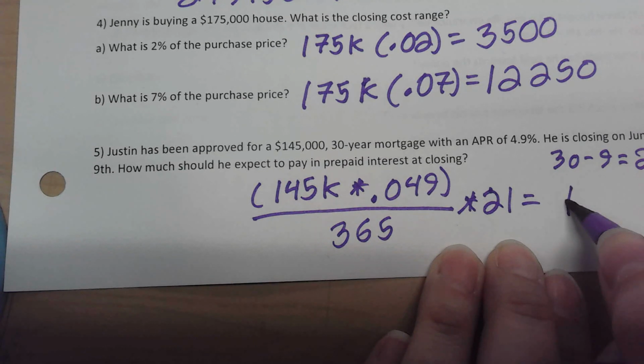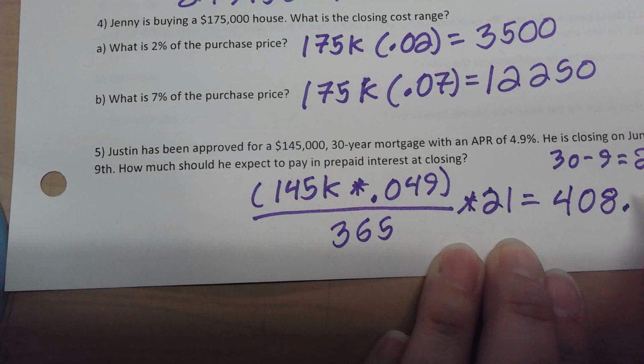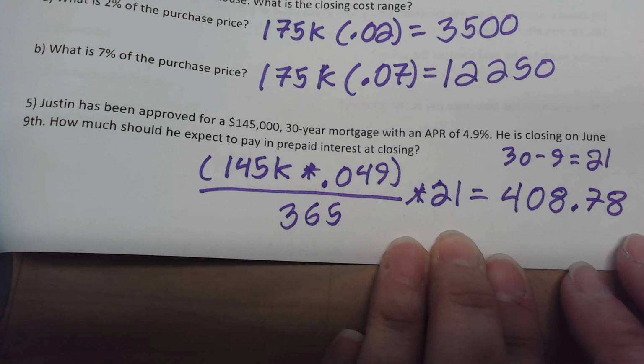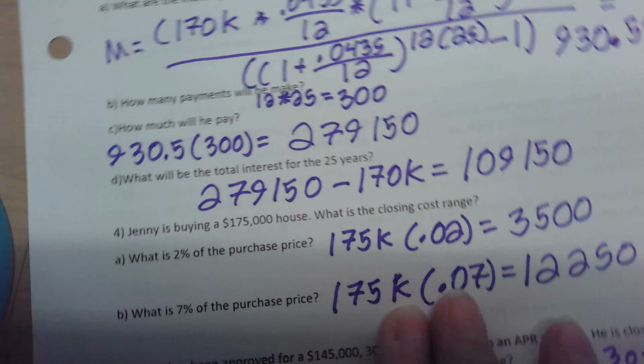So I got $408.78. So that should be your answer for that one. That's prepaid interest. Okay, other page.